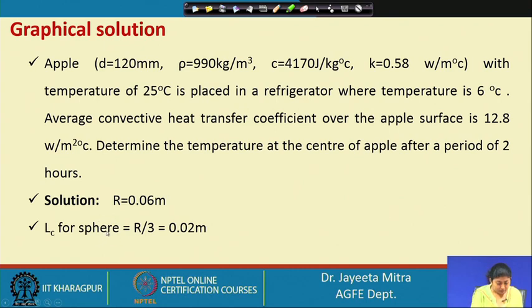So, let us see the solution. First, we will have to find out that if diameter is 120 mm, radius is 0.06 m. So, characteristic dimension will be r by 3. Okay. So, this is volume of the sphere by surface area. So, r by 3, that is 0.02 meter.